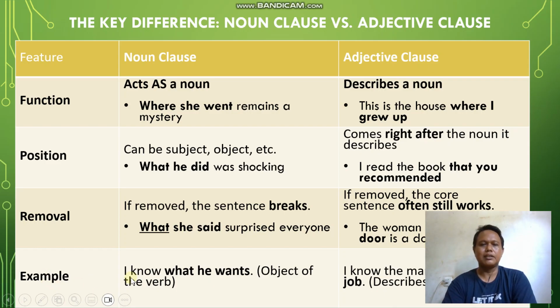This is the example. I know what he wants, object of the verb. What he wants is the object. Adjective clause. I know the man who wants the job. Who wants the job describes a man.